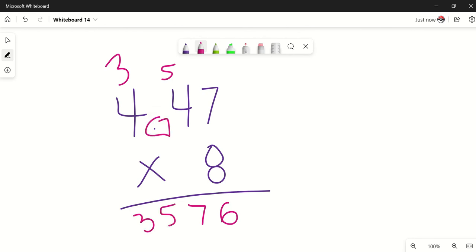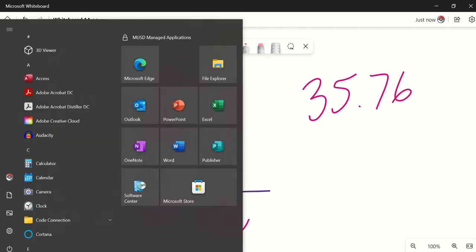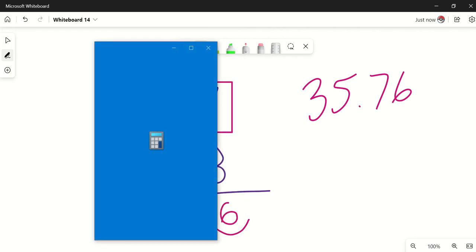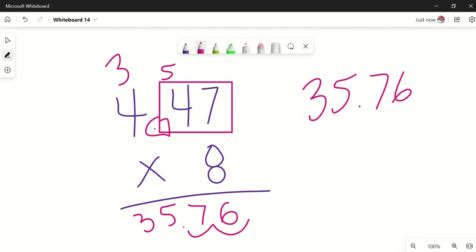We look at the decimal because this is the important part. How many numbers came after a decimal? 2 numbers were after a decimal. Therefore, I go 1, 2, start from right to left. My answer should be 35.76, and I'm going to rewrite that decimal as a point and not a comma. And I'm going to check my work. 4.47 times 8 should give me 35.76, and it does. Therefore, I did it correctly.